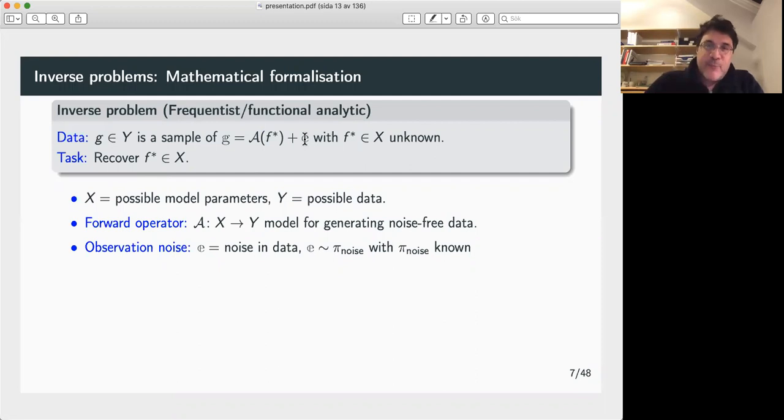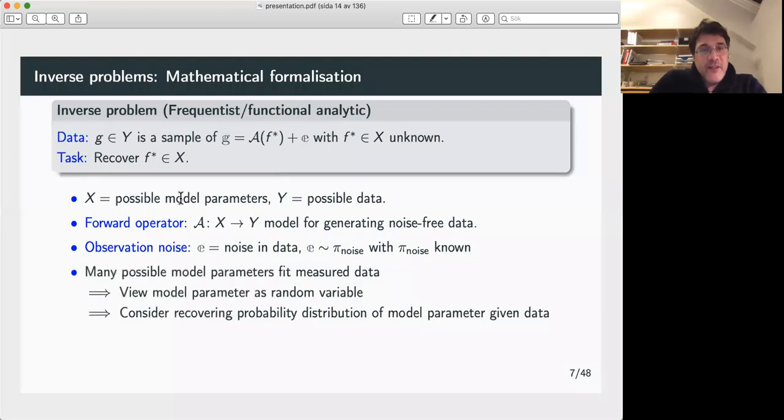You might view this deterministically. You don't care about the statistical properties, then you're definitely in the functional analytic viewpoint. Or you might still try to account a bit for the statistical properties of this observation noise. In that case, you will still adopt the frequentist viewpoint. And of course, there are many possible solutions to this inverse problem, in particular if you're undersampling the data. Also in the context of uncertainty quantification, where you talk about uncertainties in the recovered estimates, you would like to be able to recover perhaps a probability distribution of what I call the model parameter.